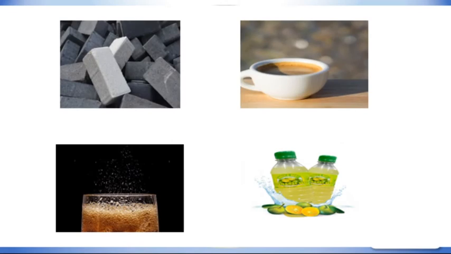So, what you did is a good example of solid and liquid mixtures. Can you give other examples? Yes, all of these are also solid and liquid mixtures. We have here cement, a mixture of soil and water, a coffee, then a juice, and a soda. It is a mixture of water, sugar, and carbon dioxide. All of these are examples of solid and liquid mixtures.